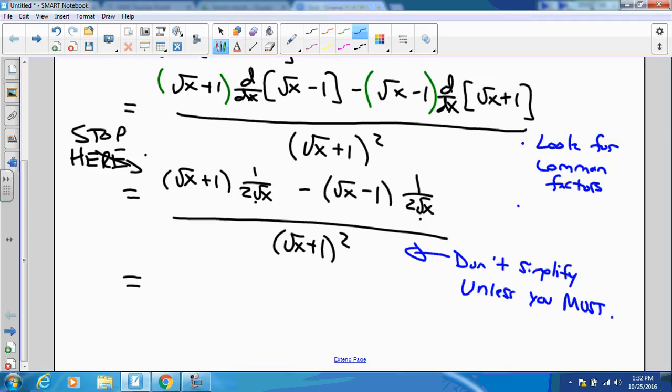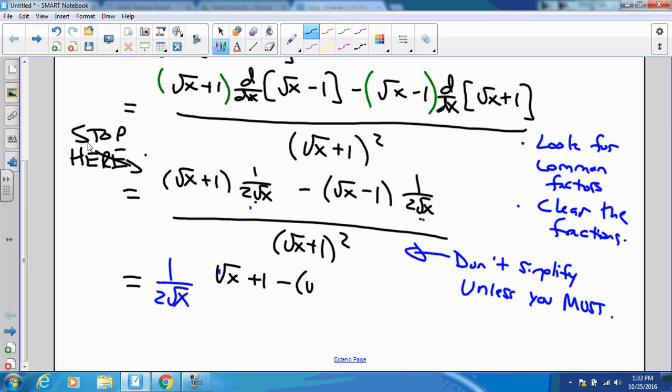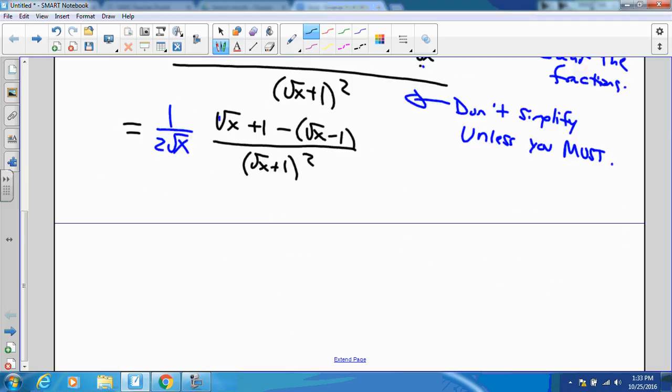Another related simplification strategy: clear the fractions. If you have a complex fraction, I look at this situation and I say, hey, you know what? I've got a common factor of 1 over 2 root x. I am going to pull that factor to the outside. And when I do, look at the lovely thing that happens. I'm left with root x plus 1 minus root x minus 1, all over x plus 1 quantity squared.